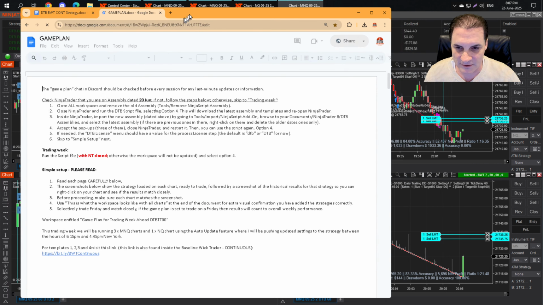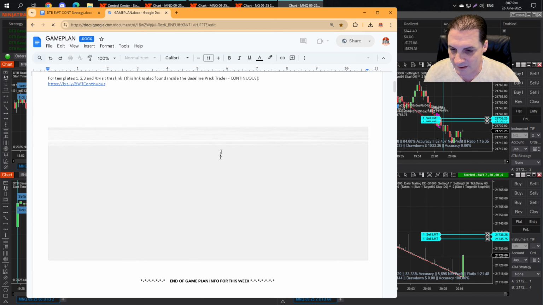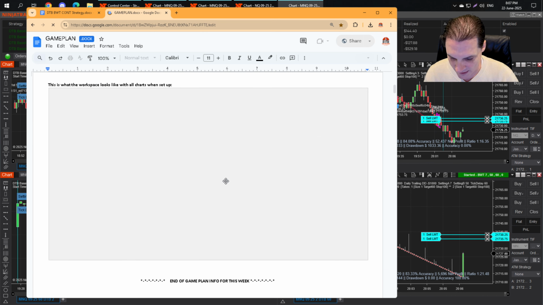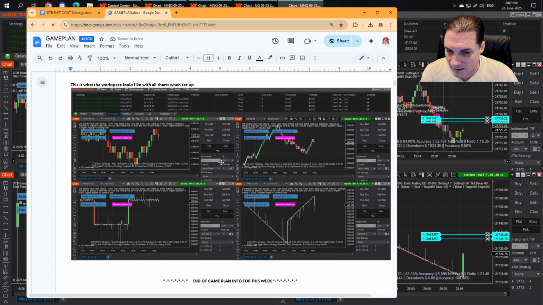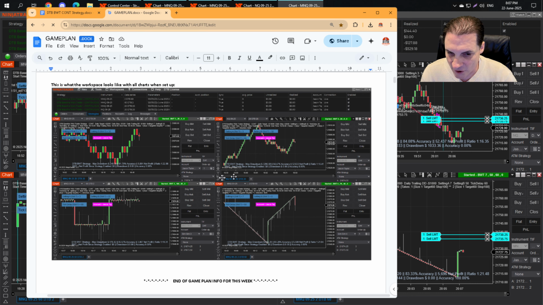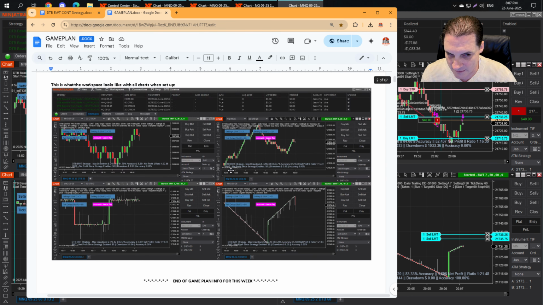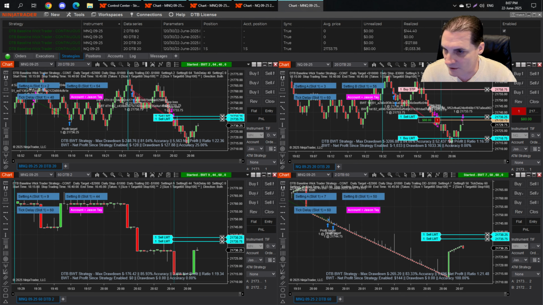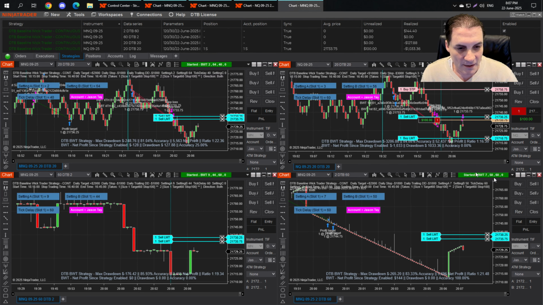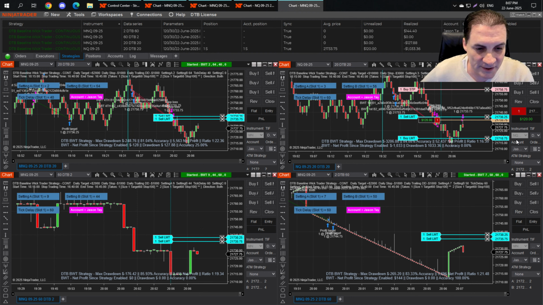So again, it's just giving an explanation of what we are looking at over there, with what the charts look like, and that in action. As you'll see, the strategy will take positions with its stops and targets.